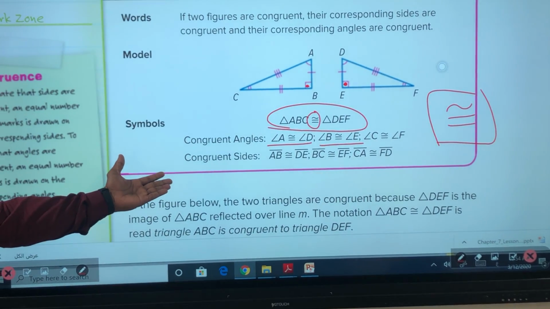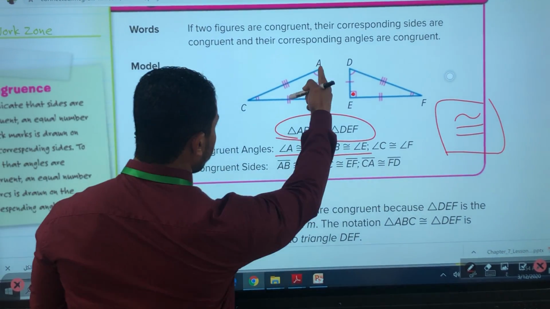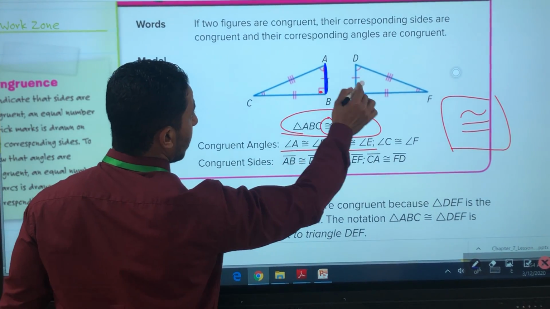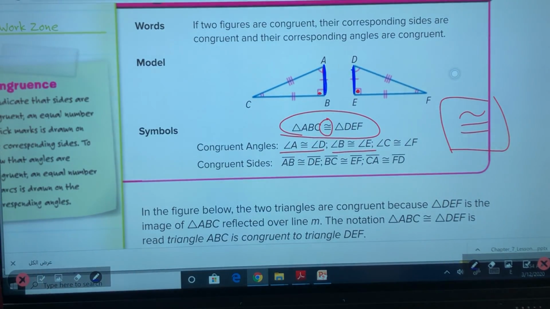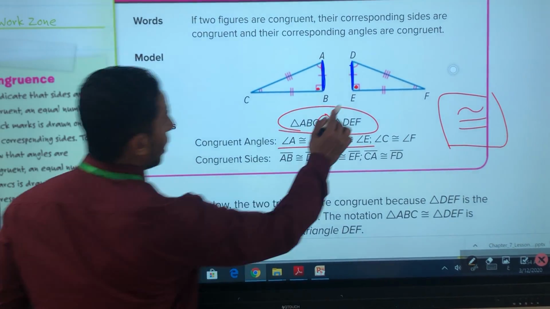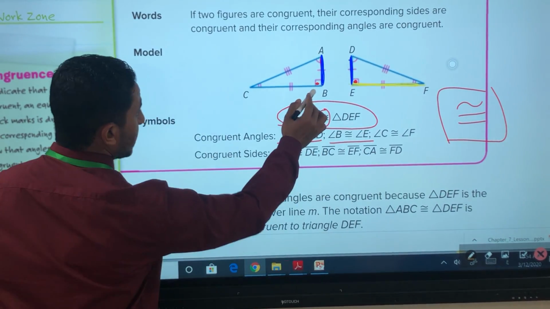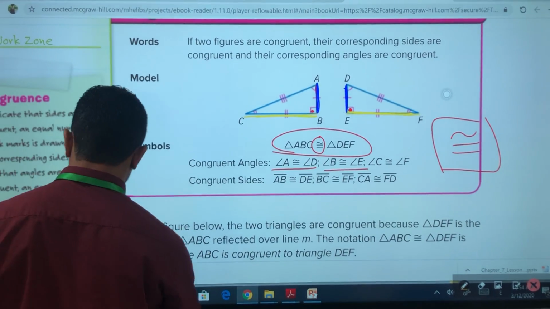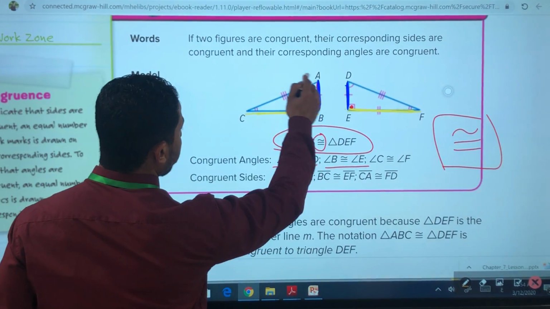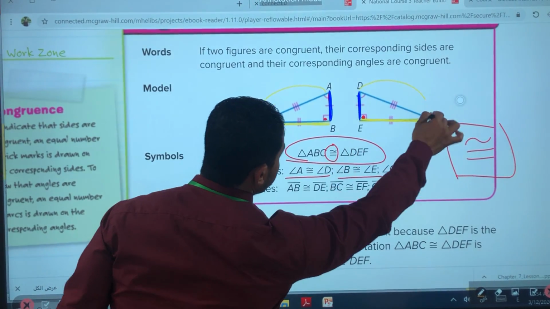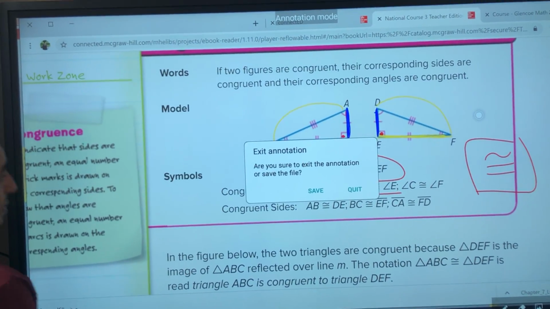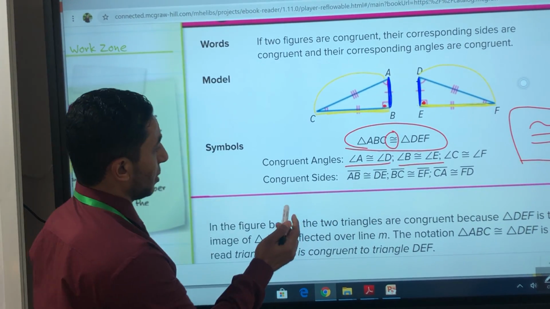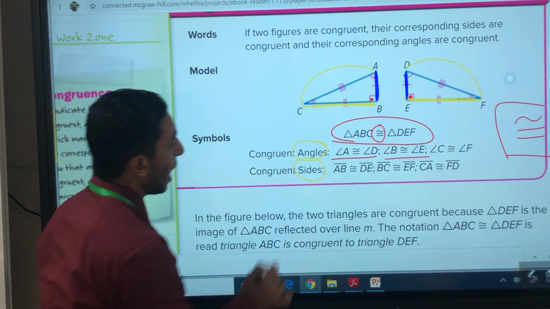What about the sides? AB equals DE, and EF is equal to BC, equal in length, as I said, and so on. CA or AC equals DF. So these are corresponding parts. Corresponding parts consist of angles and sides.